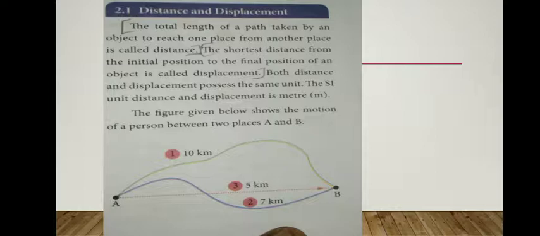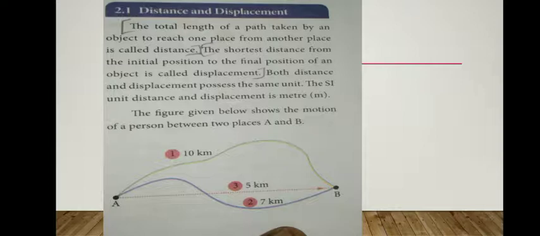Among the three, which one is the very shortest distance? Initial means the starting point, final position means the ending point. From the initial position to the ending point, which is the shortest one among the three routes? Yes, number 3, 5 kilometers. That is what we call displacement, the shortest distance from the initial to the final position.